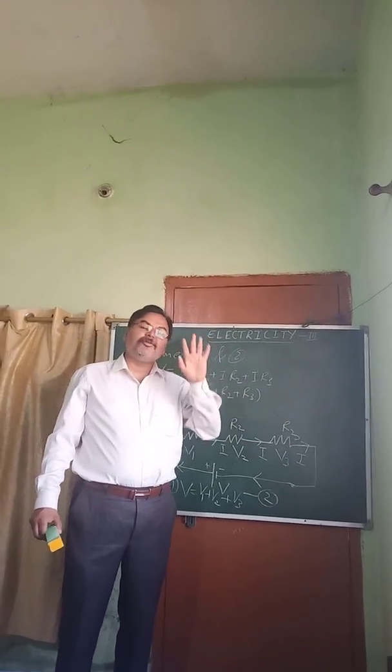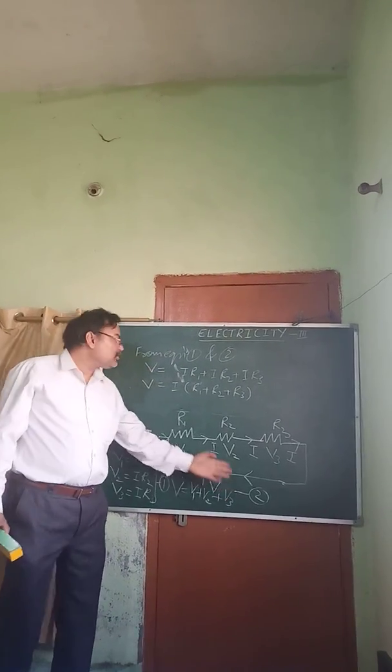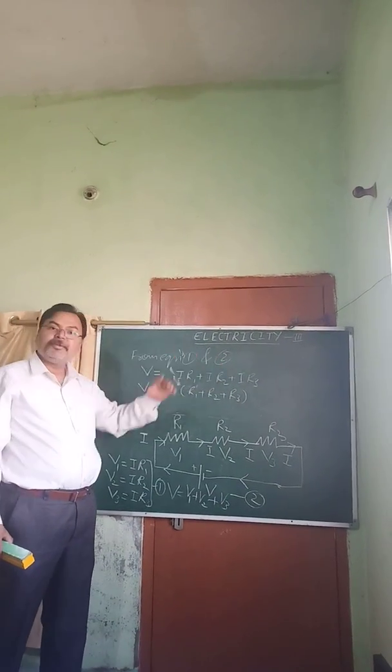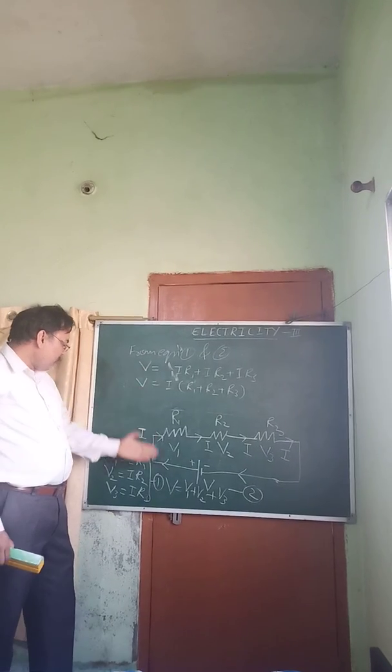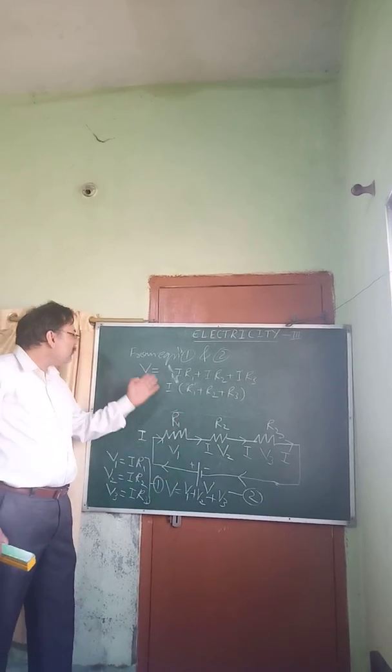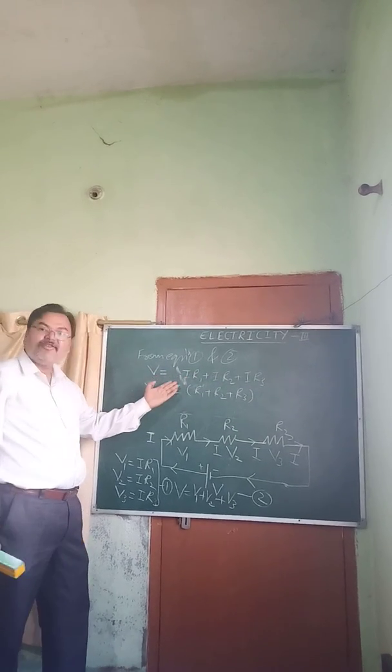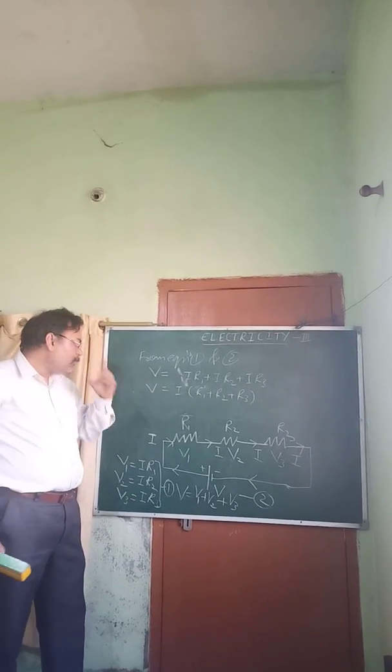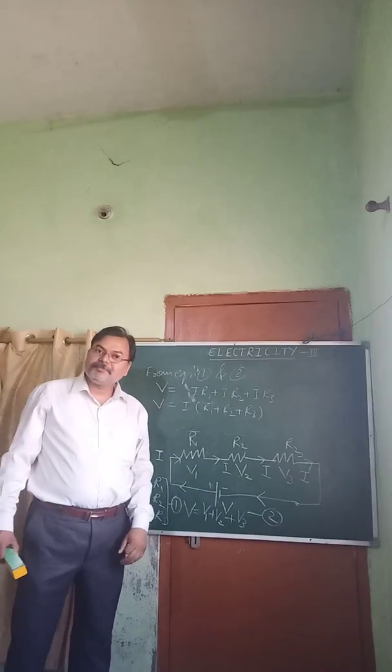And to get the formula, we will use these two equations. So, from equation 1 and equation 2, what do we get? We will put the values of V1, V2, V3 in equation 2 from equation 1. So we will get this. And we can take I common, so we will get this. And now, this is the total potential difference.